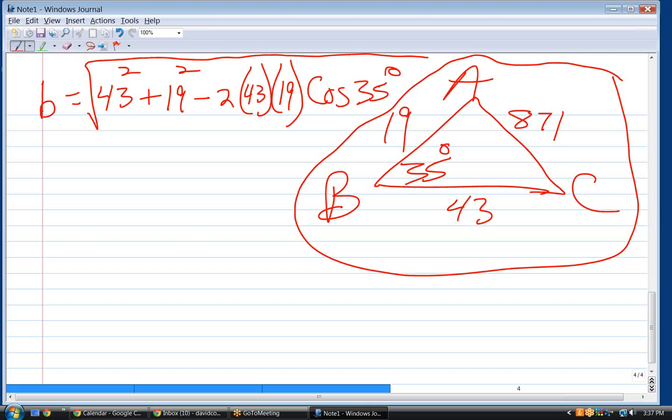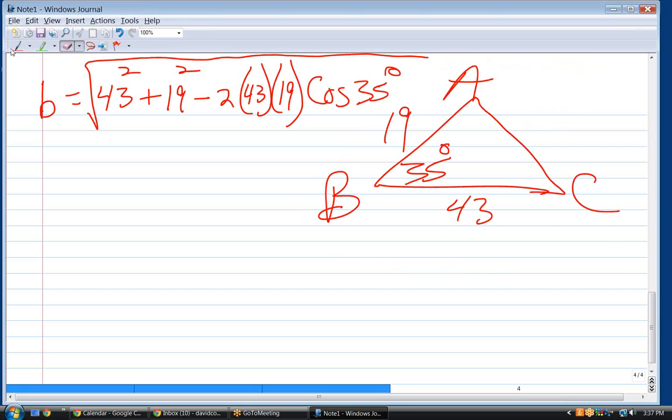Because it's impossible for that side to be 871. We need this side to be the smallest side of this triangle because it's opposite the smallest angle. So there's the ballpark test that failed. And it failed very simply. You made a small mistake. Now what's the square root of that number?